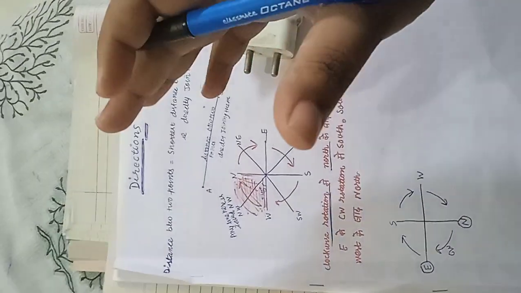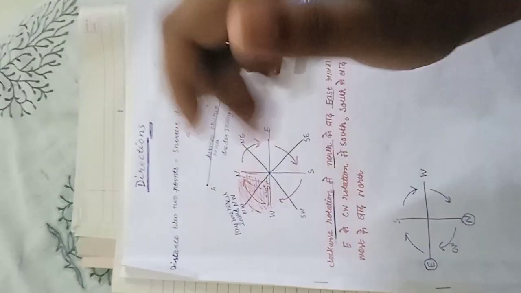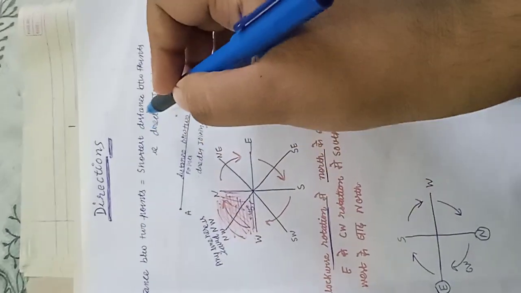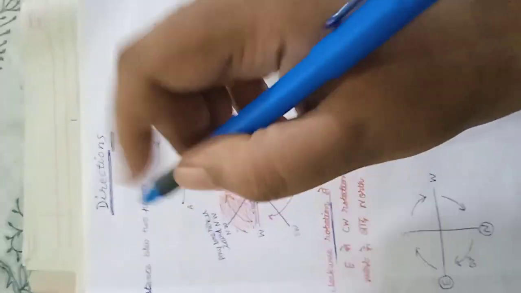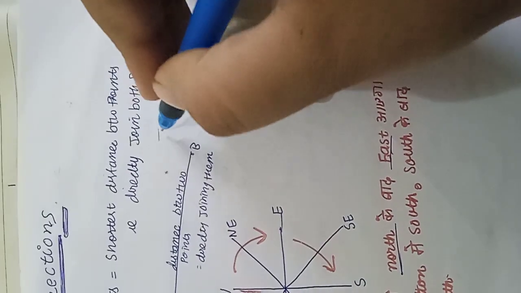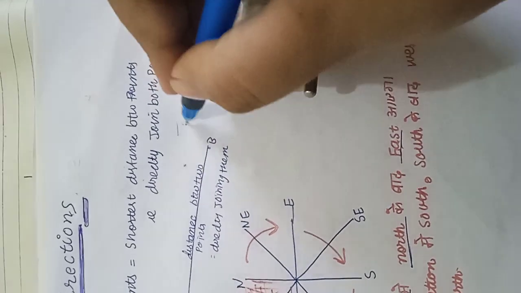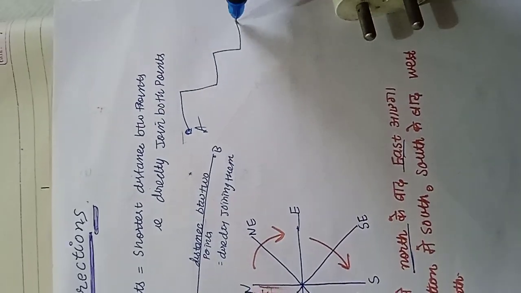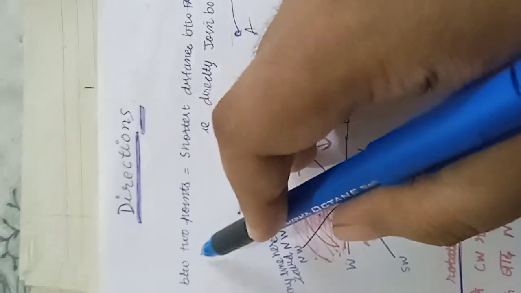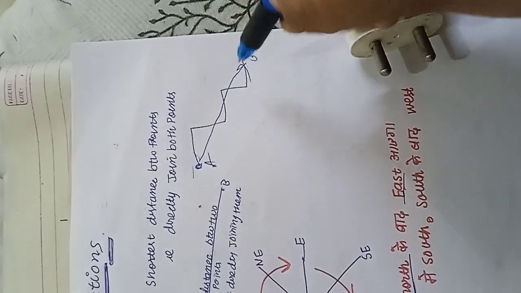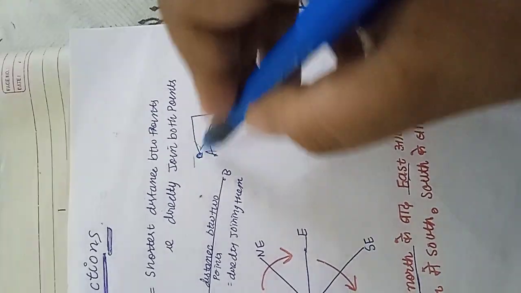So this is the first chapter of Aptitude Directions. First, the distance between 2 points is equal to the shortest distance between 2 points, i.e. directly connecting the 2 points. Suppose we are asked to find the distance between A and B, and we have reached B by some path. The distance between A and B is the shortest distance. Directly connect A and B, and that is the distance between A and B.